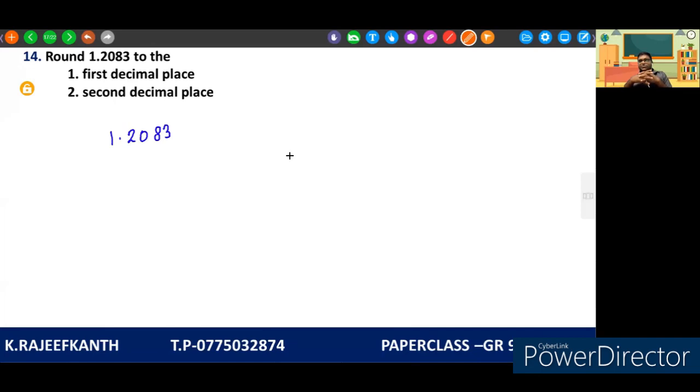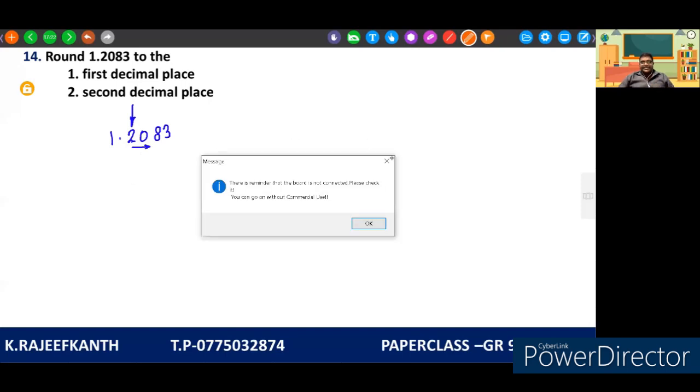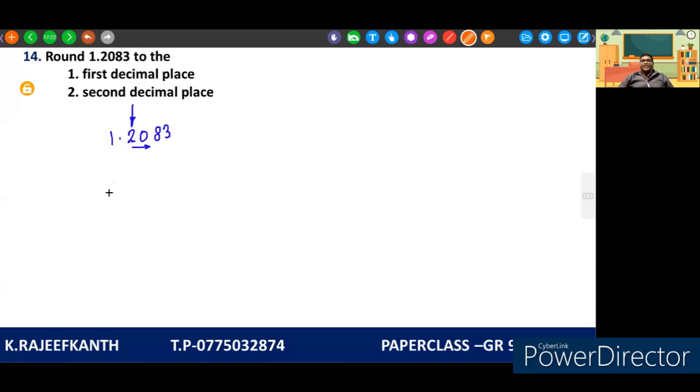Here 1.2083. First we have to round to the first decimal place. Here this is the first decimal place. So if you want to round to the first decimal place, you should stay in the first decimal place. Then you have to check the next digit on the right side. Here this is 0. Then no need to add anything. Then directly you can write 1.2. You have already learned scientific notation and rounding off, right?